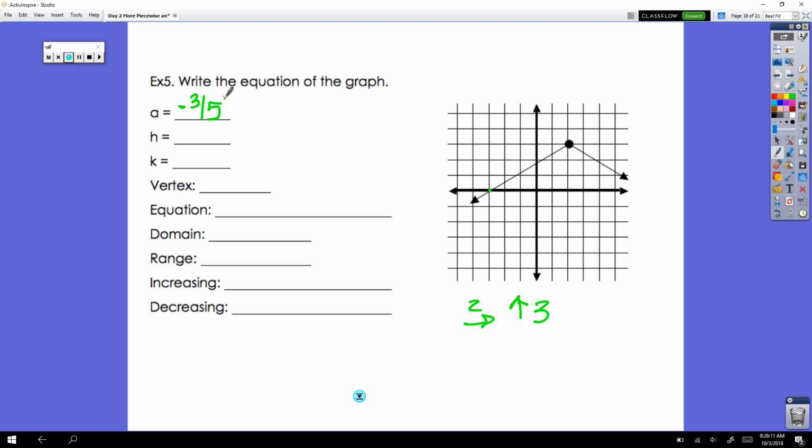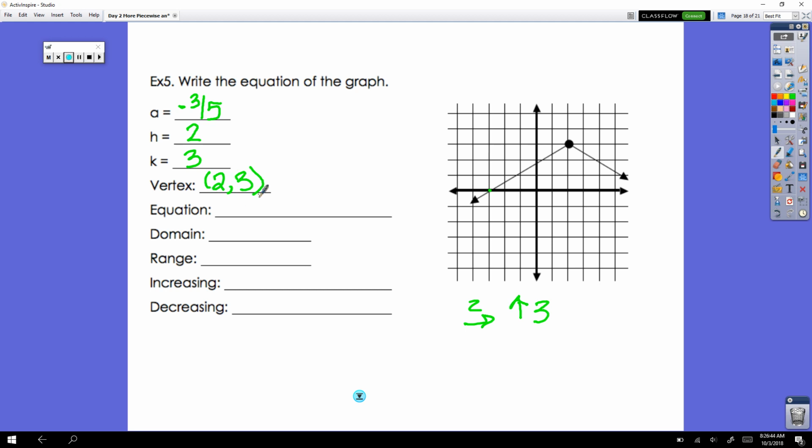Our H, since we're moving it to the right 2, is 2. Okay, don't get confused that we subtracted the h before. If h is positive 2, our equation would end up being x minus 2 because we know our original parent function. We'll explain this more in class. K is equal to 3 because we are going up 3. And our vertex is 2, 3. Our vertex is h and k combined.